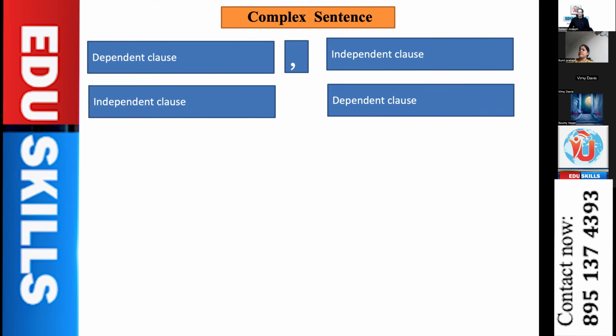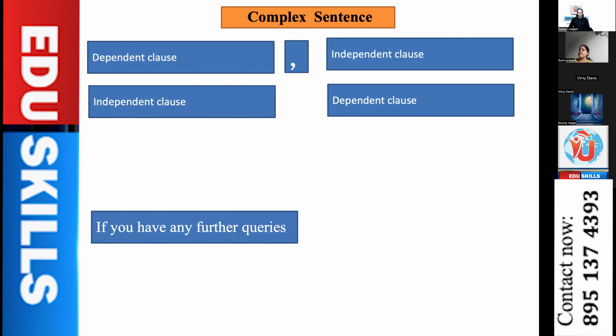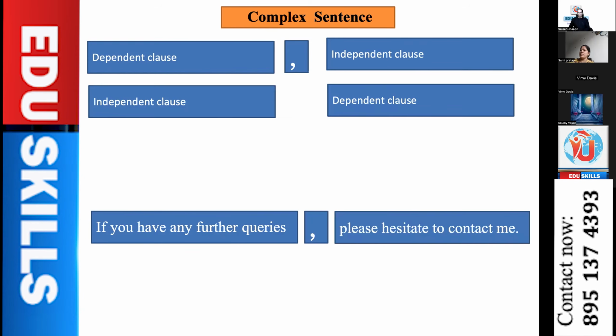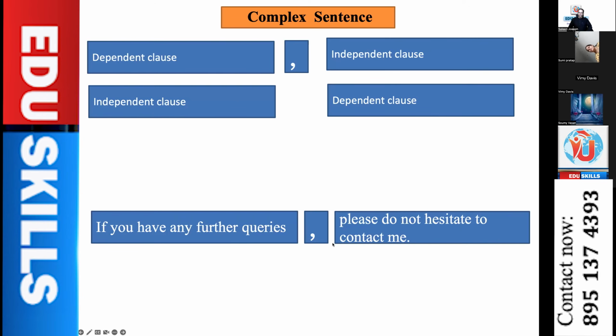After the independent clause, you can write a dependent clause. I'll explain it with the examples. See, now you write at the end of the letter, "If you have any further queries," comma, because this is a dependent clause. "If you have any further queries" doesn't make sense by itself. So you have to mark a comma before you write the independent clause. "Please do not hesitate to contact me" is a complete sentence.